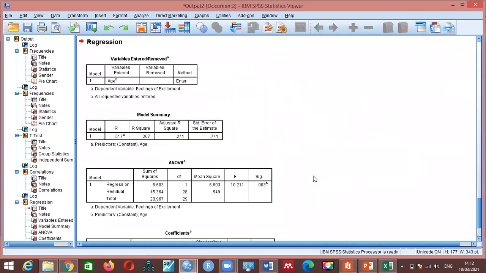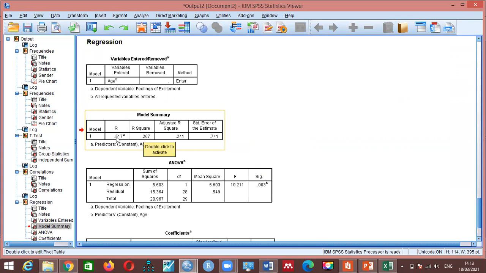Great. So this is a regression. Remember, our objective was to see whether age significantly affects the feelings of excitement. What's the predictor? Age. Can you see that? So it gives us the R. The R tells us the percentage of the relationship, and this R is still the correlation R. It tells us the percentage of the relationship between age and feelings of excitement.